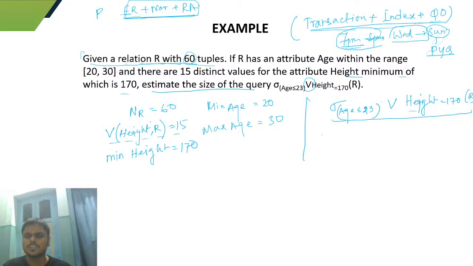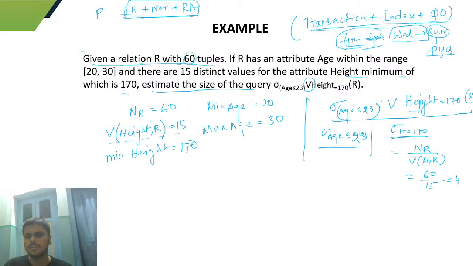So there are two propositions. One proposition is sigma age is less than or equals to 23, and the second proposition is sigma height is equals to 170. So this is easier to find. You just need to find A naught divided by the number of distinct tuples, right? So this is the formula, and we have 60 tuples and the number of distinct heights is 15. So 60 by 15, and this is nothing but 4.